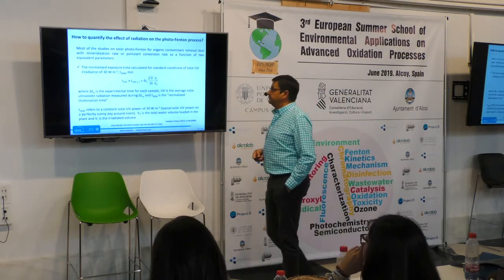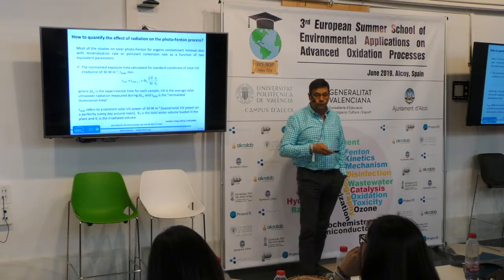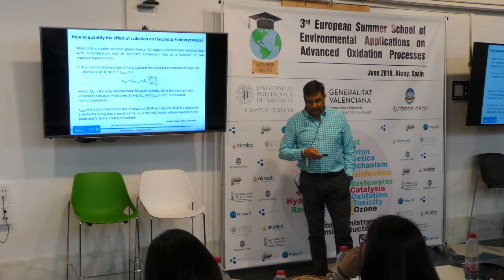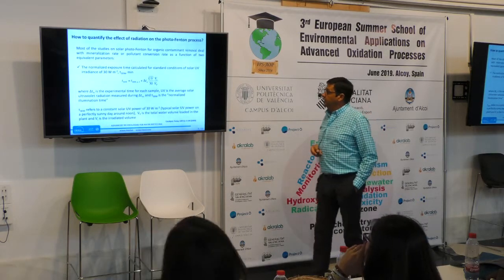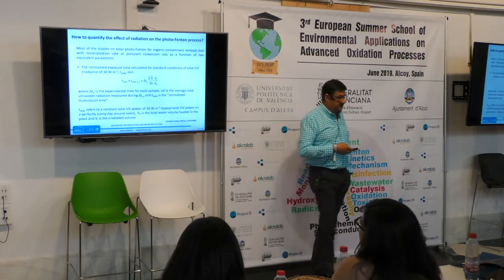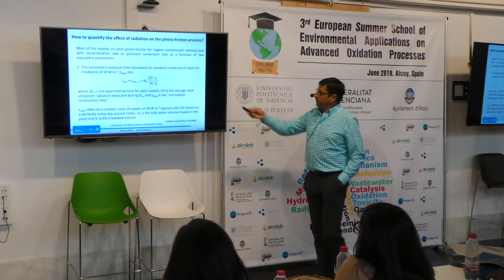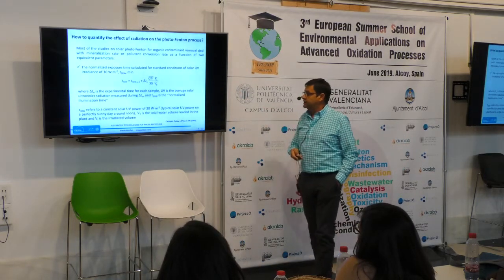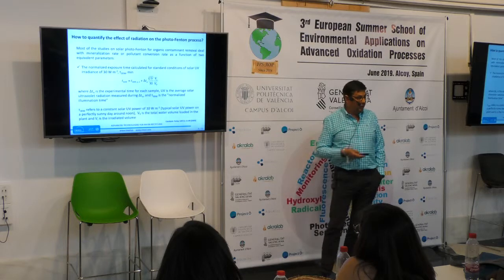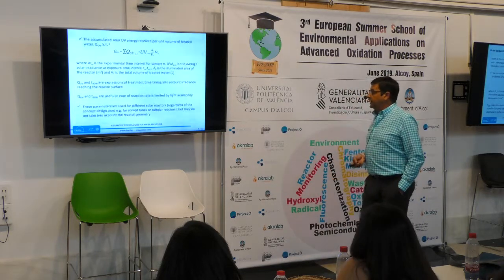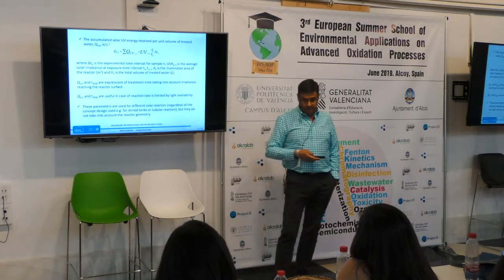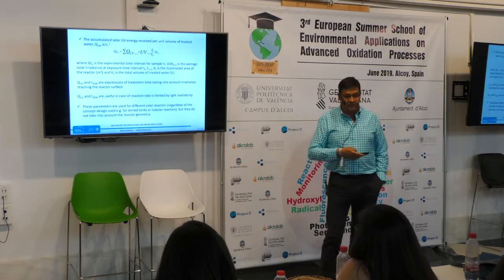It's important to take into account how to quantify the effect of radiation on the photo-Fenton process. We normally use two parameters. It's very common in the literature. The t30W, a normalized illumination time, and the QUV, the accumulated solar energy in the system. These are very common parameters.